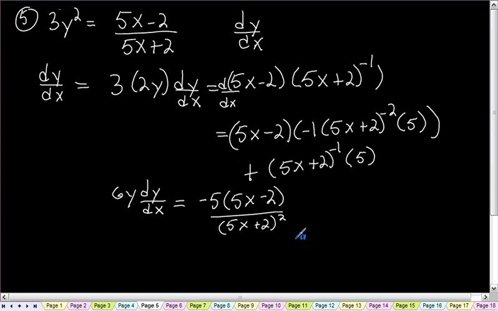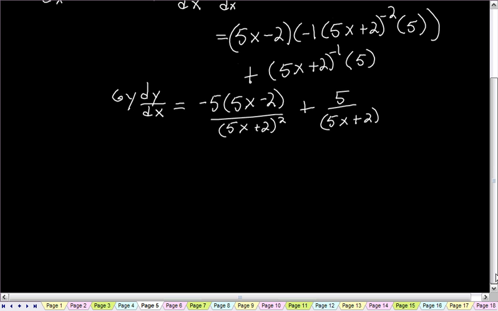I was hoping these cancel out, but they don't. Plus 5 over 5x plus 2. Is there anything I can factor out that would make this better? Maybe, but let me change this a little bit. I still have to solve for dy dx. So I'm going to divide both sides by 6y, which means I'm going to multiply this whole thing by 1 over 6y.